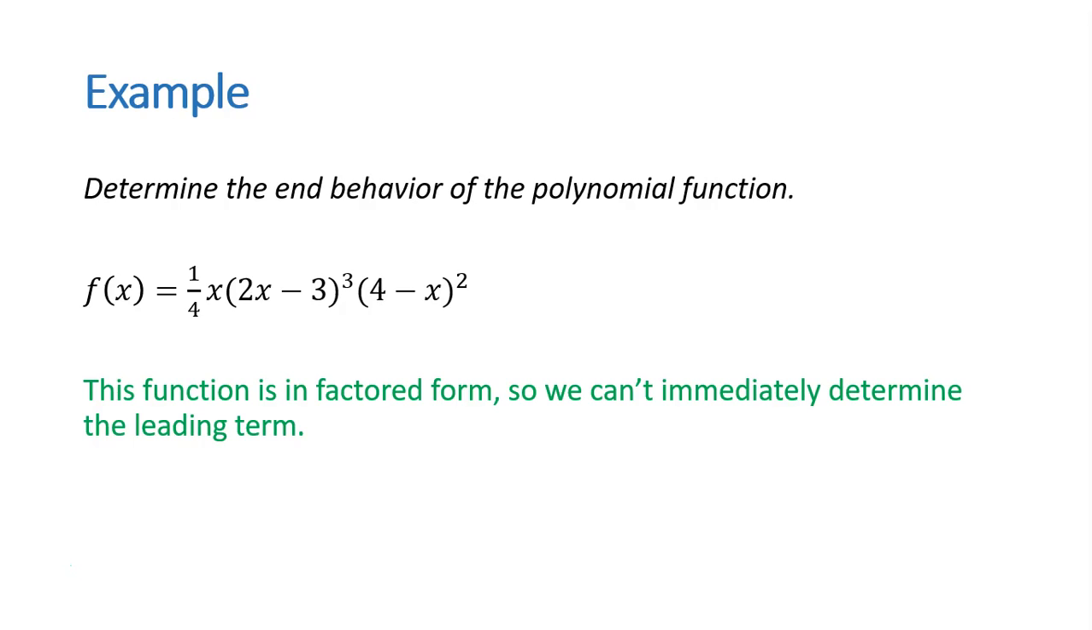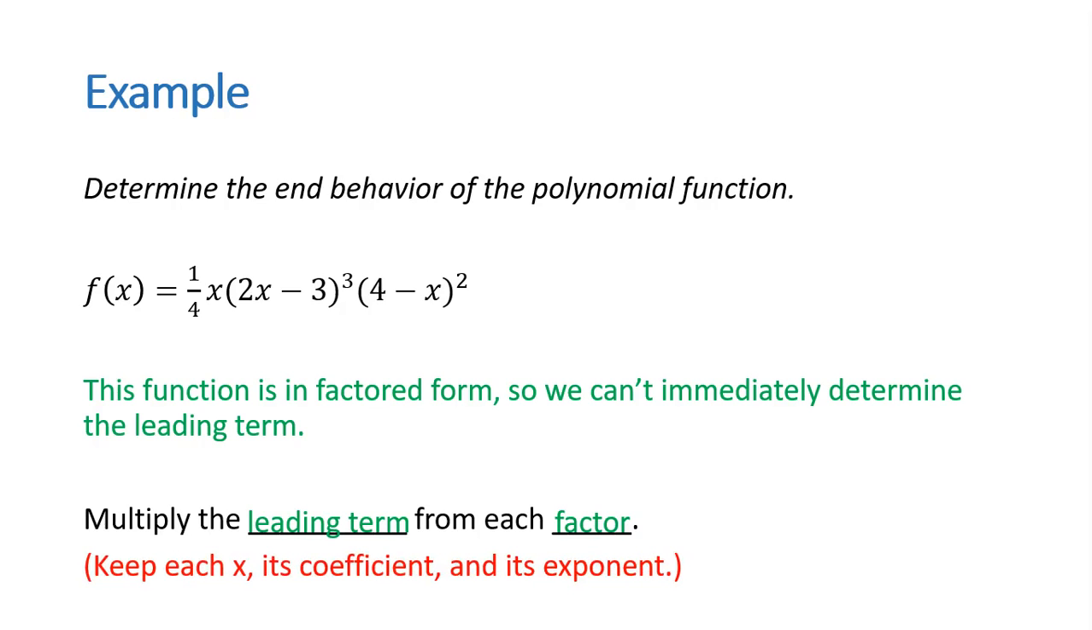The good news is we don't have to take all the time that it would take to multiply all of this out. This could take us 20 minutes to multiply all the way out correctly. And unfortunately, you do not have to do that. So all we need to do is multiply the leading term from each factor. Essentially, we're going to take a shortcut to generate the leading term without having to take all the time that it would take to multiply this whole factored form out and get it into an expanded form. So how do we determine the leading term from each factor?